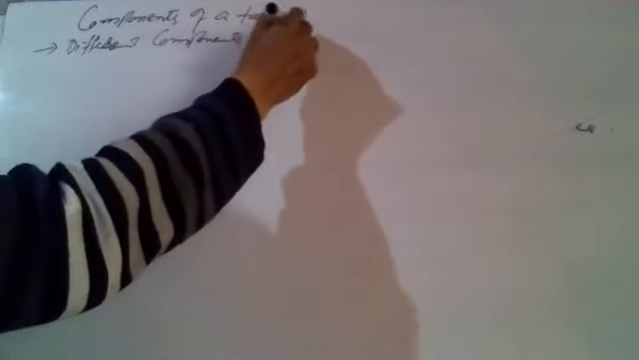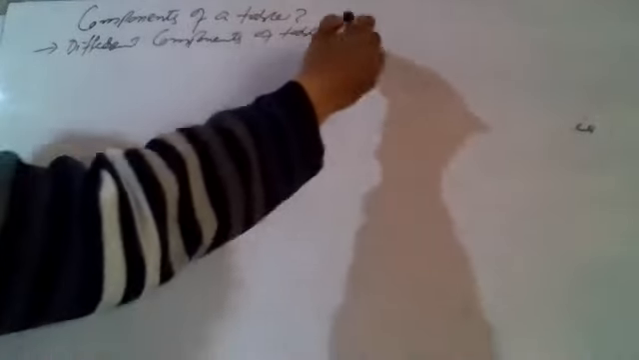Components of a table. The different components of a table are given as follows. First I will give the list of how many components we have.